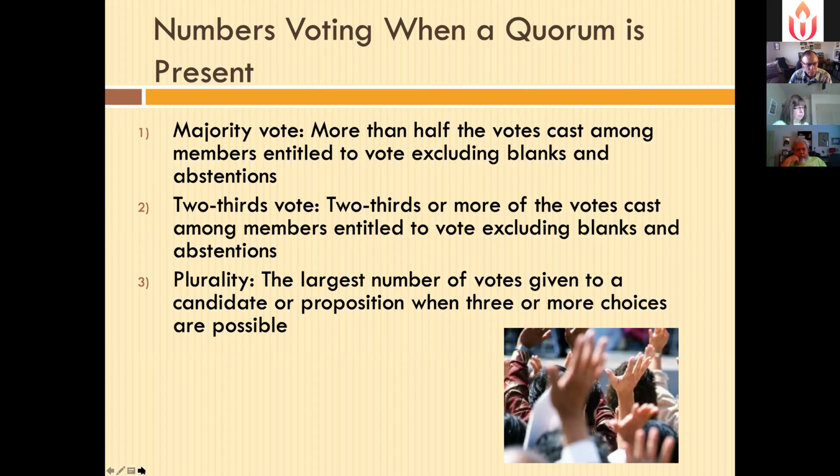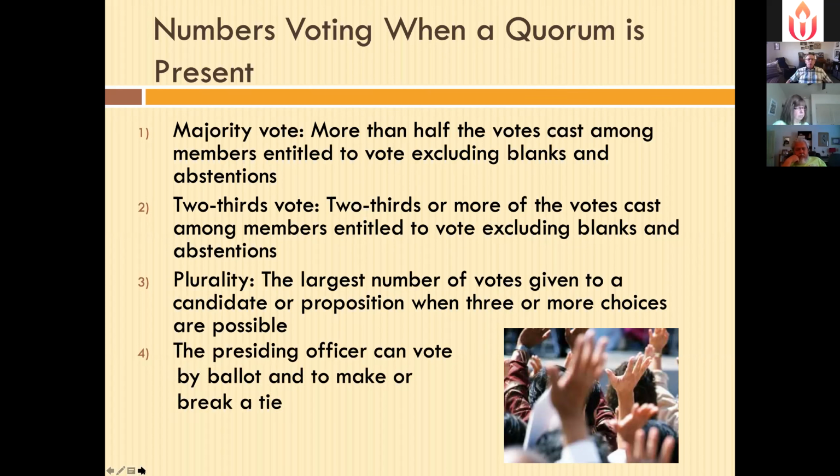And then for the presiding officer, they usually maintain their neutrality, and they'll vote by ballot to make or break a tie. They'll only vote if they can make a difference in the outcome in the direction that they think is best for the association, for the church. Otherwise, they'll maintain their anonymity and their neutrality and not vote. Always, though, by secret ballot, it's always appropriate for a chair to vote.